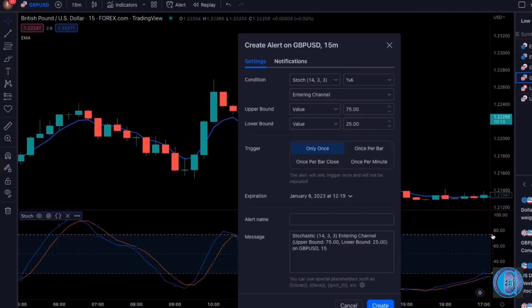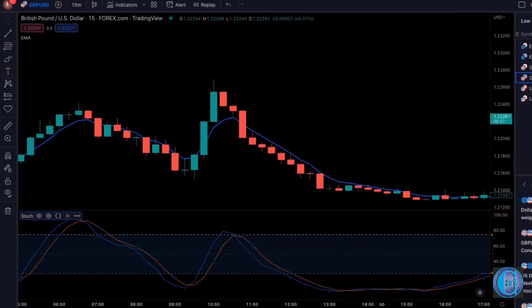Cool. So now you see how it made this a channel, right? Those lines went away and it put the dotted lines around the channel. So that's where you're going to get alerted. And for trigger, once per bar close. So whenever a bar closes where the stochastic enters the channel, you're going to get an alert from TradingView for free. It's pretty awesome, right? Okay. Click create and you've got your alert set up. Simple as that.